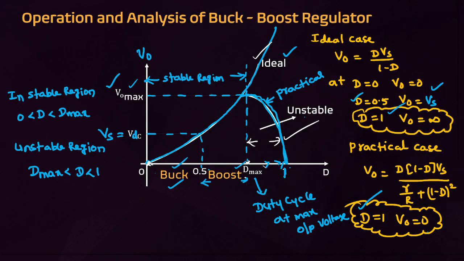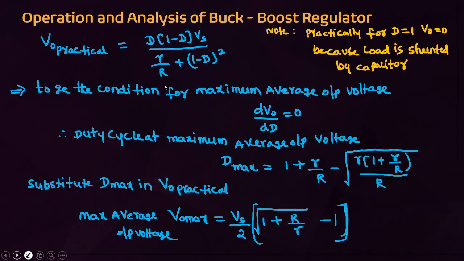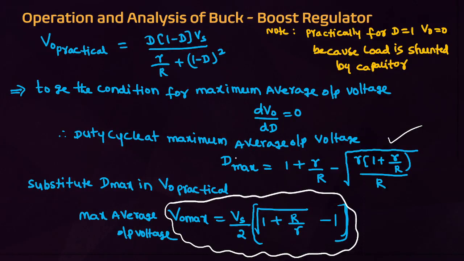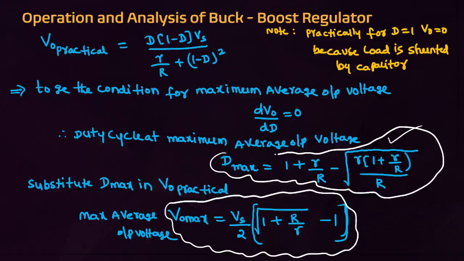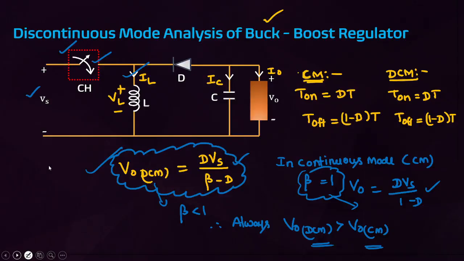D maxima in the sense that is the duty cycle, not a maximum duty cycle. D maxima is not a maximum duty cycle, sir. This is the duty cycle at maximum output voltage. What is the duty cycle at maximum output voltage? This is the formula, in the case of buck boost regulator. What is the maximum average output voltage practically? This is the maximum average output voltage practically. This is the duty cycle at which one? Maximum average output voltage. These points mainly have to consider.